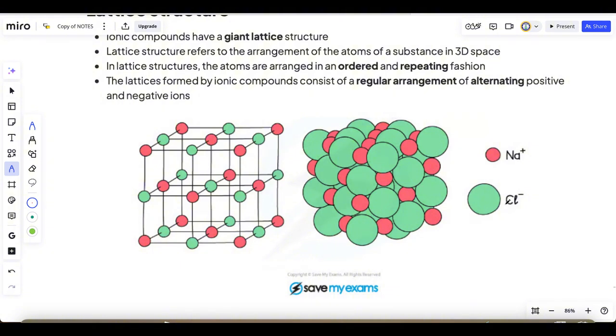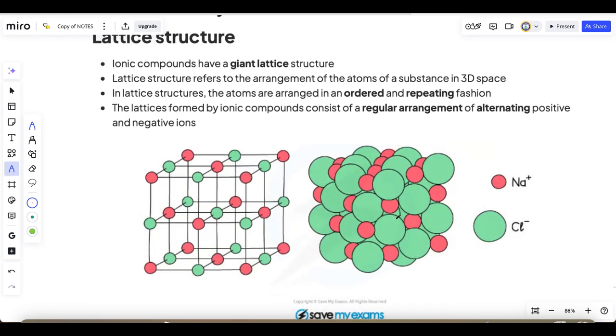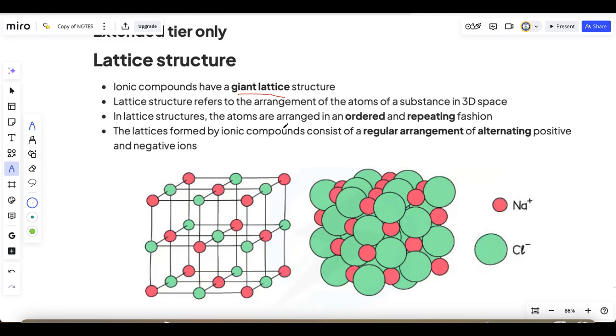This one means chlorine, and this one means sodium. So you draw a structure like this. They're very strong. Ionic bonds are very strong, not easy to penetrate. They form a giant lattice. Okay, ionic compounds have a giant lattice. They may ask you to give the characteristics of ionic compounds in the Cambridge IGCSE exam. Okay, they form a giant lattice structure.